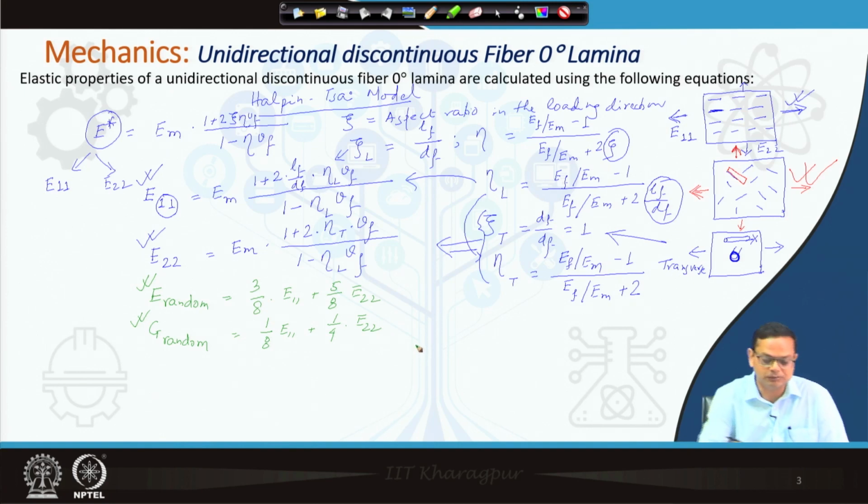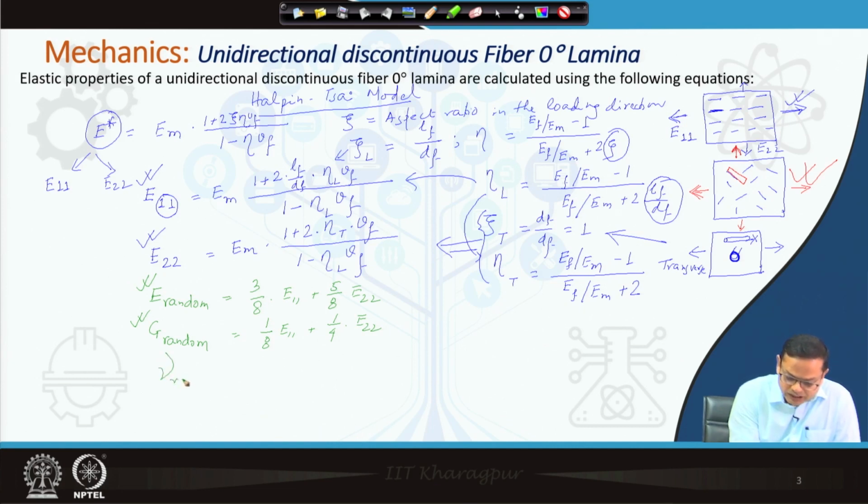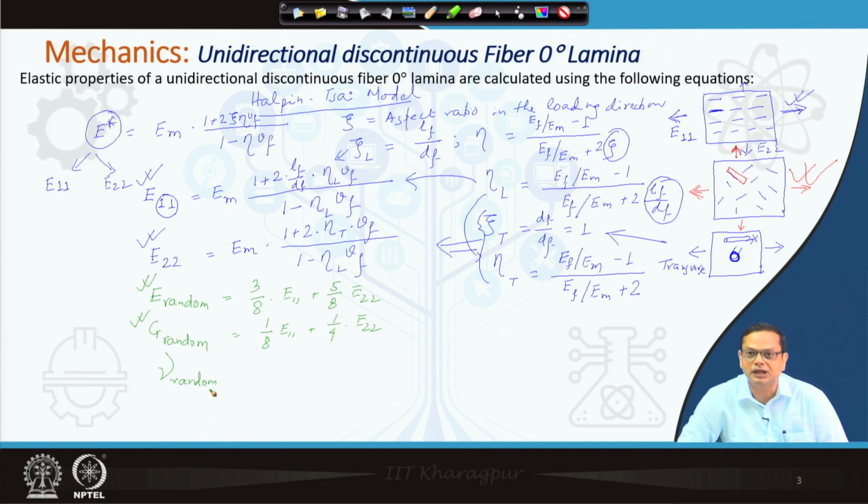And from here, from the value of E random and G random, you can get the value of Poisson's ratio. Now, you can see here the Poisson's ratio is also, there is no direction here. You do not know which is longitudinal and which is transverse.